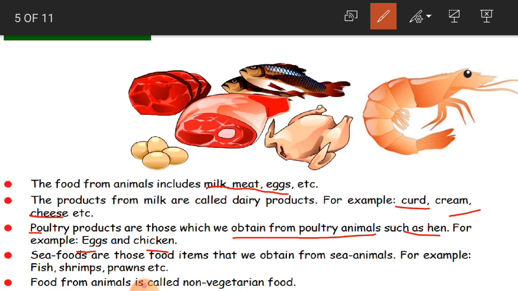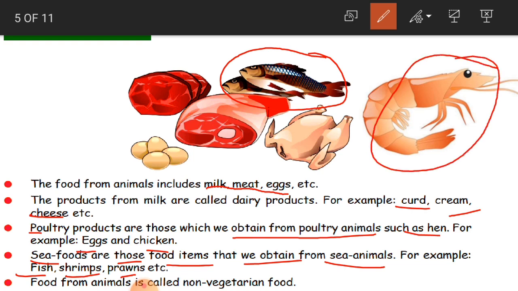Okay, children. And now seafoods. Seafoods are those food items that we obtain from sea animals, the animals which live in water. So we call them seafoods. For example, fish, shrimps, prawns, etc. Fish, as we all know how a fish looks, and this is nothing but a shrimp, children. And this is a prawn also, it looks like this only. So both are almost the same. We call this food seafood.